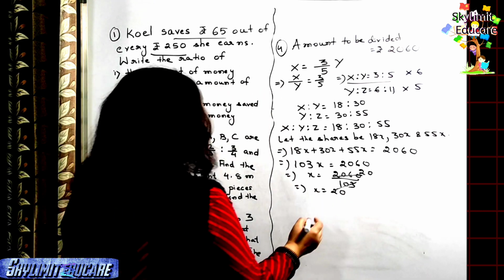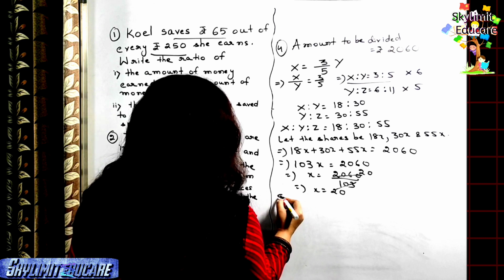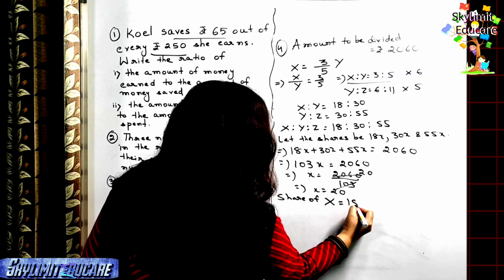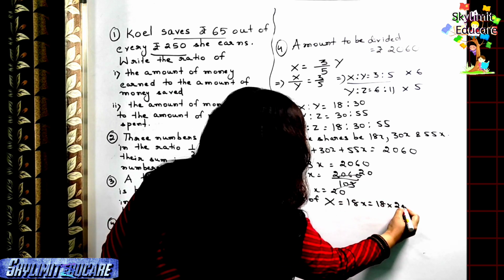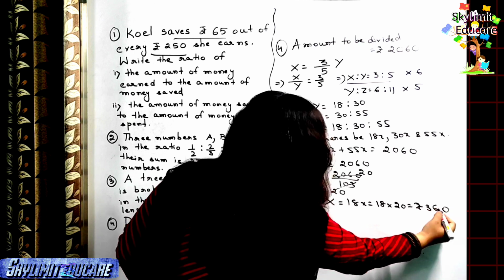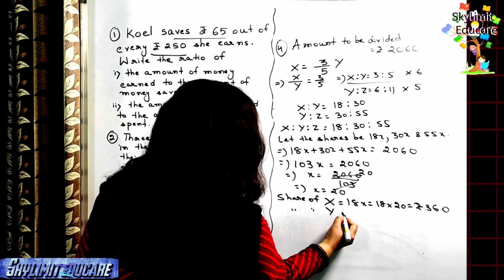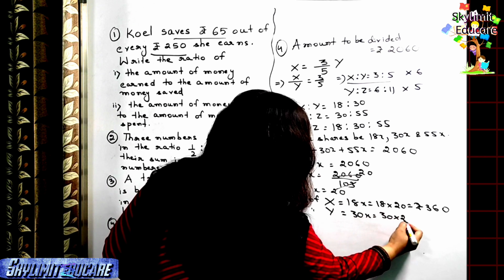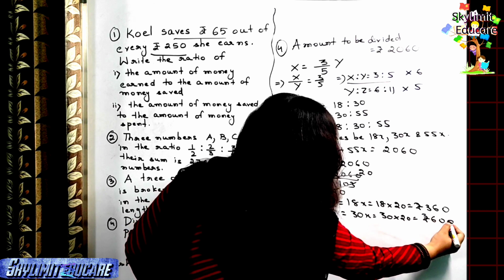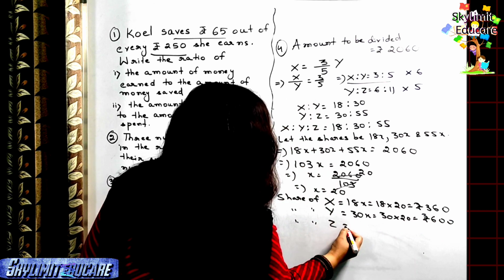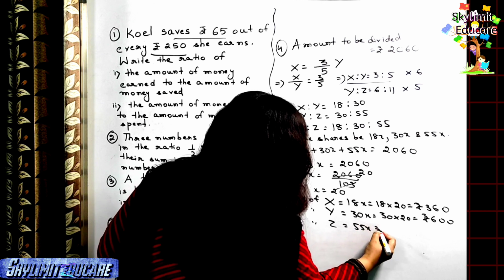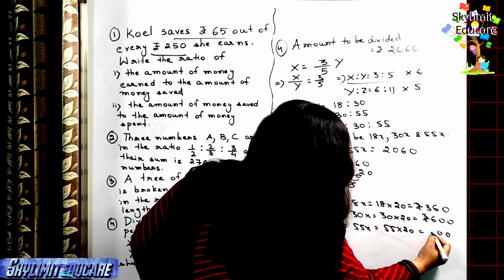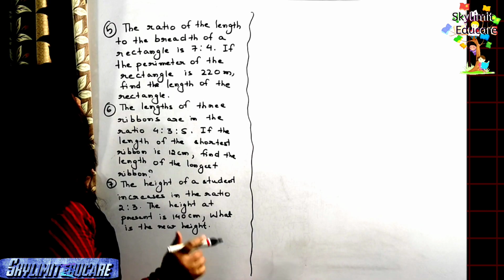Now after getting the value of X, we can easily find out the shares. The share of X is 18X. So multiply 18 into 20, 360 rupees, right? Share of Y is 30X. 30X is 30 multiplied by 20. That will give us rupees 600, correct? And share of Z is 55X. That means 55 multiplied by 20. So this gives us 1100.